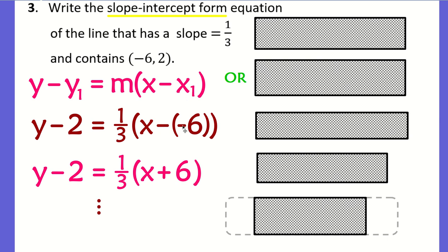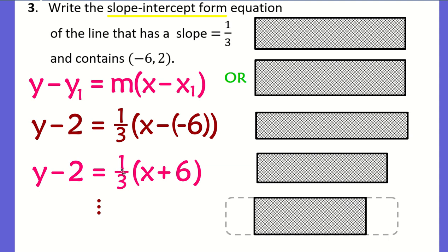Now a double negative, if you're subtracting a -6, that's the same as adding 6. So going from this step to this step, that's all I really did, was clean that up a little bit. Now, if all the problem wanted was point slope form, then you're done. This is it. But if the problem asks for slope intercept form, then you would just keep this going.